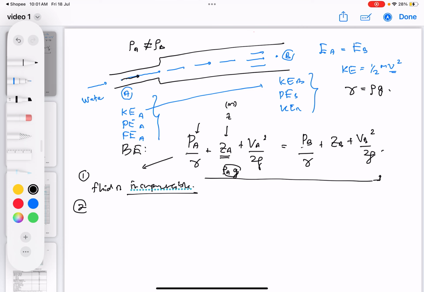Another assumption we make is that there are no energy losses due to friction.